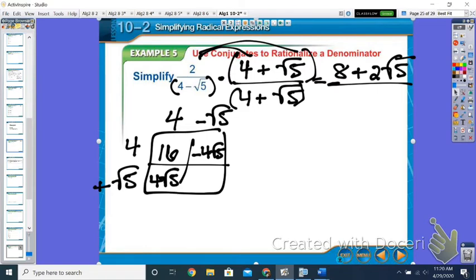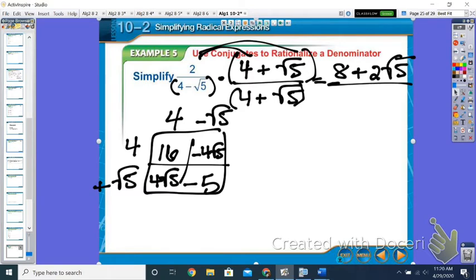And then in my bottom right box, it's a positive times a negative, so that would be a negative. And then it's a root 5 times a root 5. So like I said on the previous example, it's a square root of 5 times another square root of 5. That's just going to be 5. If you want to go the longer route, you're going to say that that's a square root of 25, because 5 times 5 is 25. But the square root of 25 is 5. So it ends up being a 5 either way.